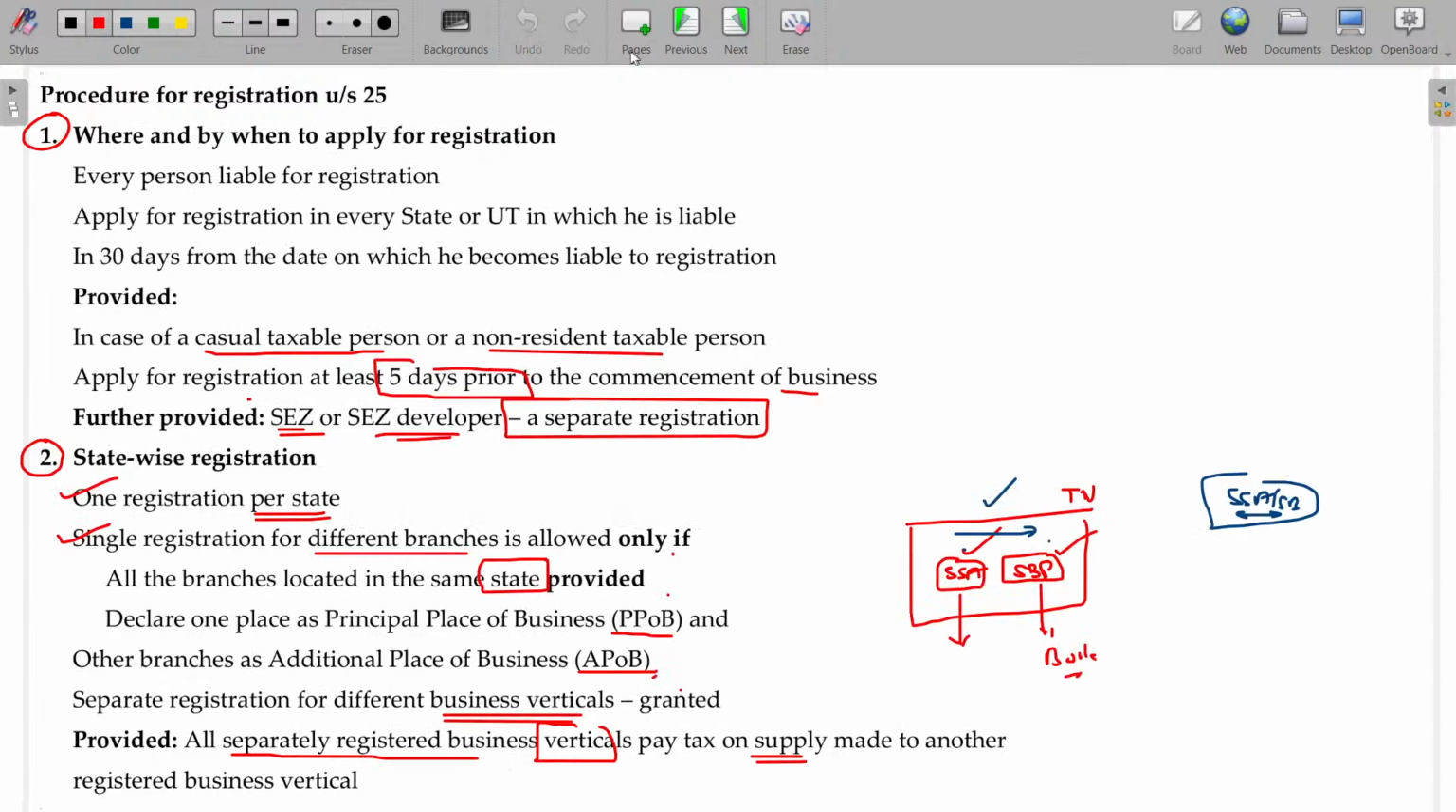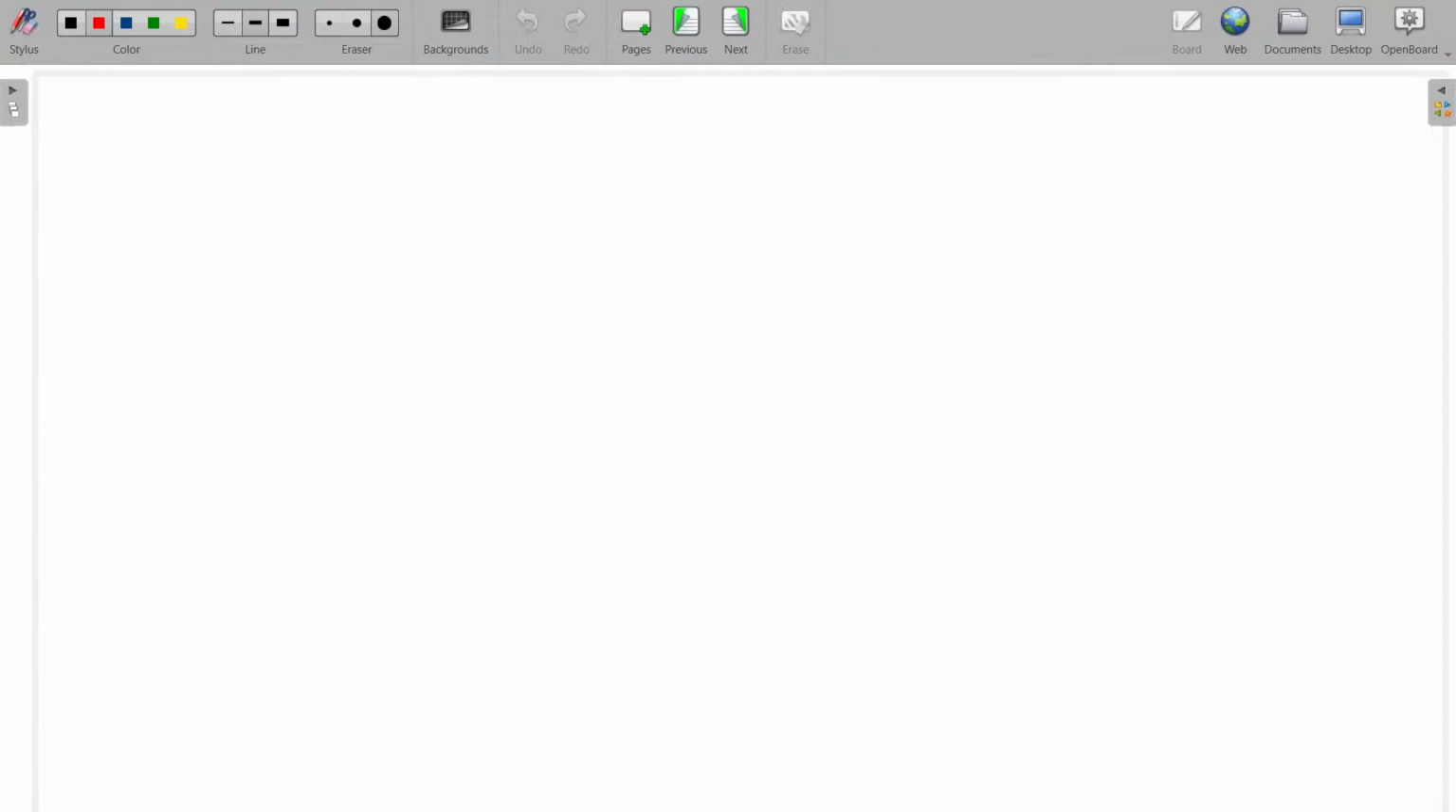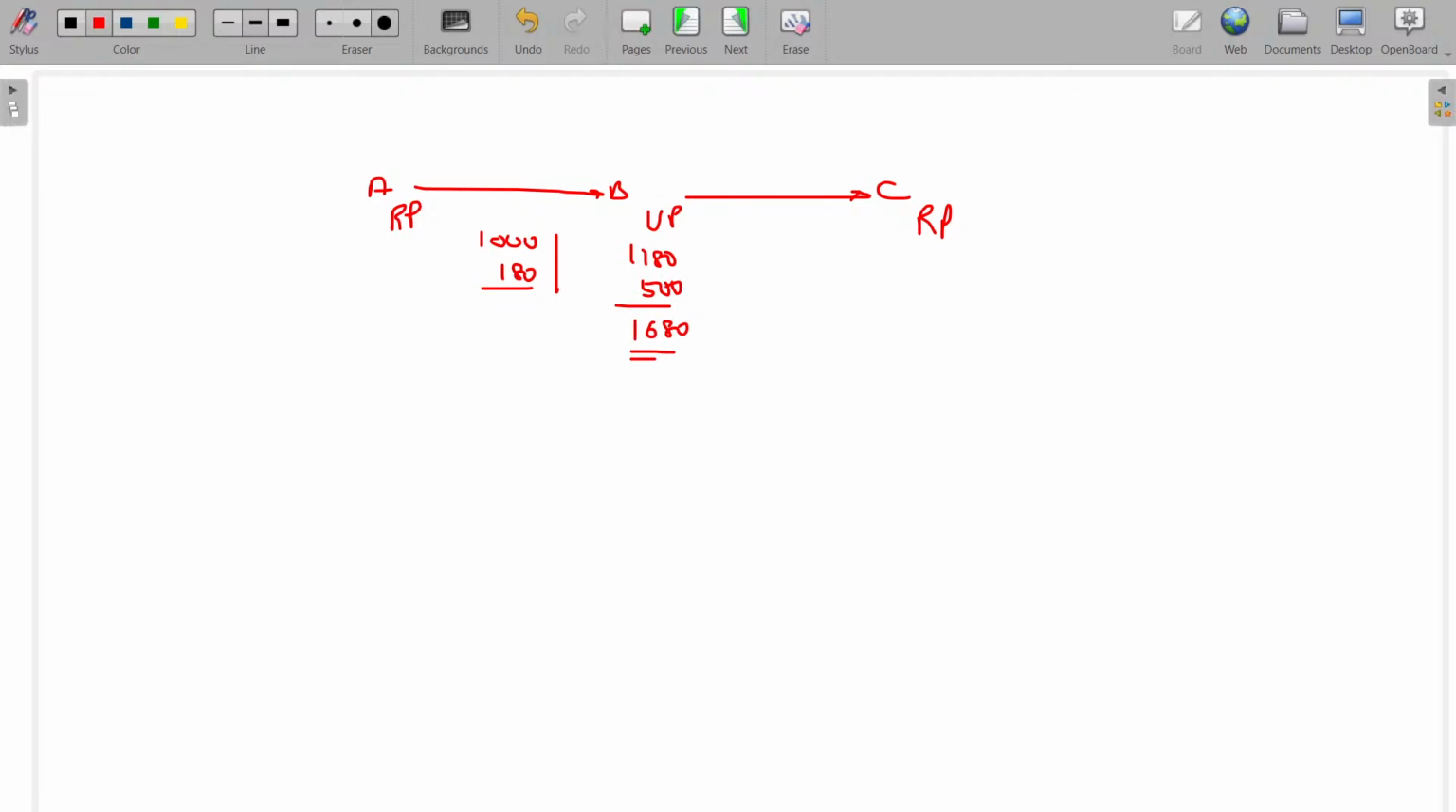To make you understand, let me show here. A supplies to B, who supplies to C. A is a registered person and C is also a registered person. B is not a registered person, an unregistered person. A sells at 1000 and GST paid on this is 180. For B, as he is not eligible for ITC, 1180 is the cost for him, and he adds 320 or 500 as value addition. So 1680 is the sale value.